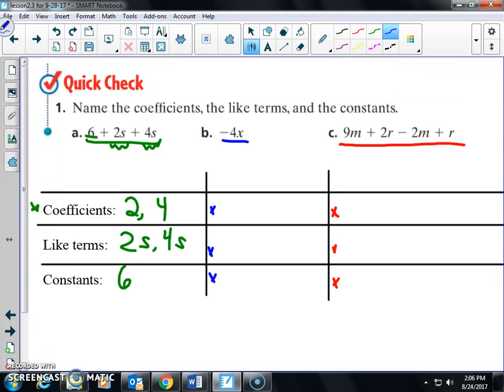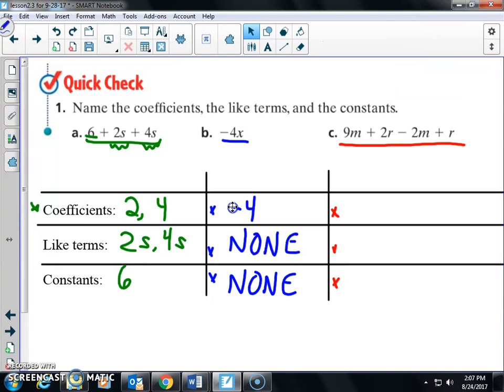Coefficients are numbers attached to letters. I see a negative 4 attached to x. That's the only coefficient I see. Like terms have to have the same letter. There's nothing else with an x, so there are none. Constants are numbers all alone. I don't see any numbers all alone in this expression, so there are none in this case.